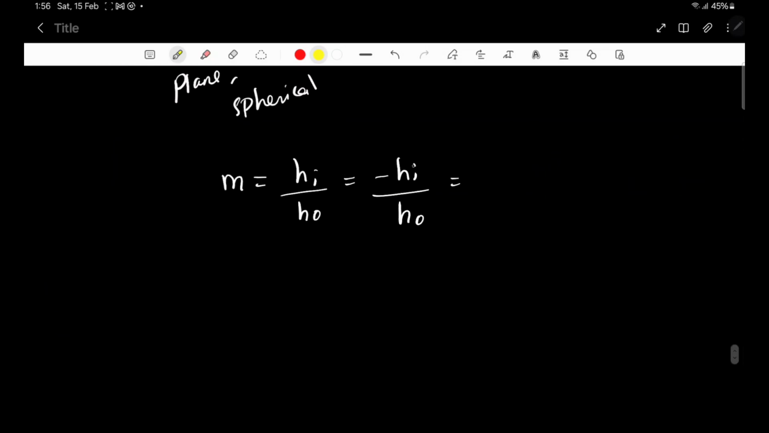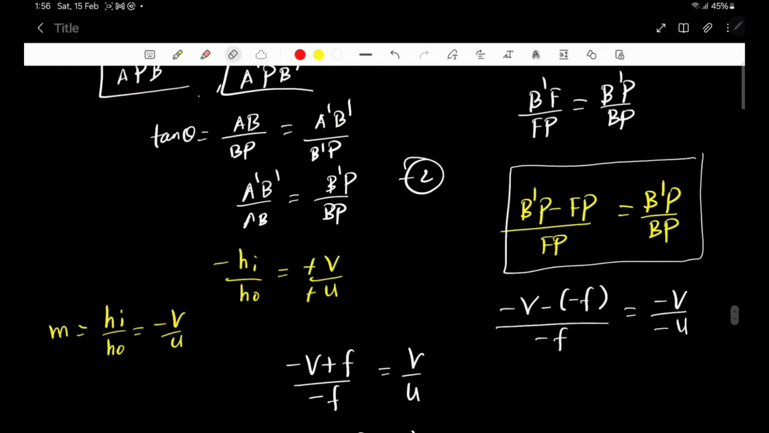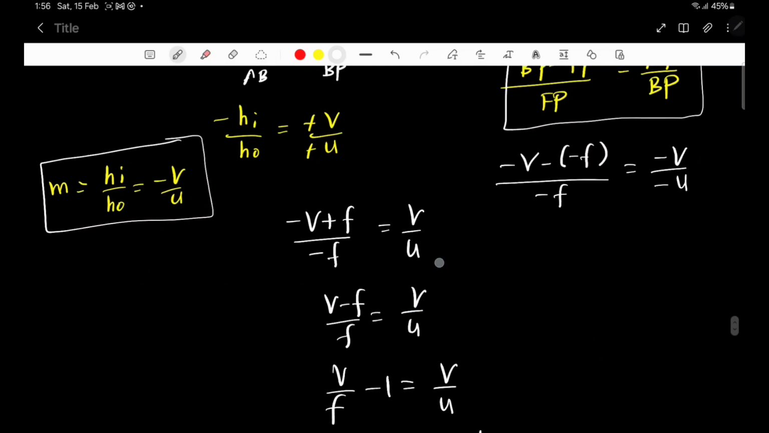So I can say that magnification is equal to, what we got, HI by HO, which is equal to minus of V by U. It's the magnification formula we have. Okay, remember these magnification expressions also.